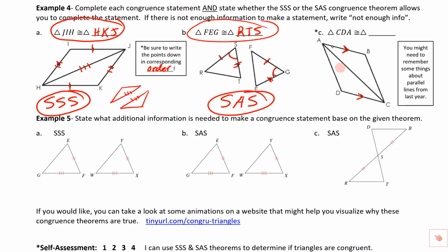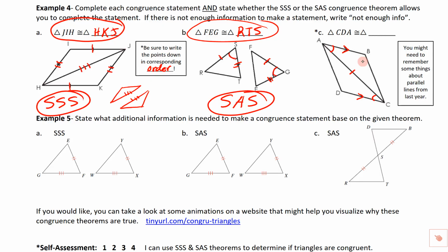So what that means is this angle right here and this angle right here, those are alternate interior angles, and we know that those are congruent. All right, and then what we've got, like we had over here, we know that that side would be congruent to it on each one of these. So if we've got triangle CDA, so we're talking about this triangle right here, do we have enough information to say that it's congruent to that one over there?